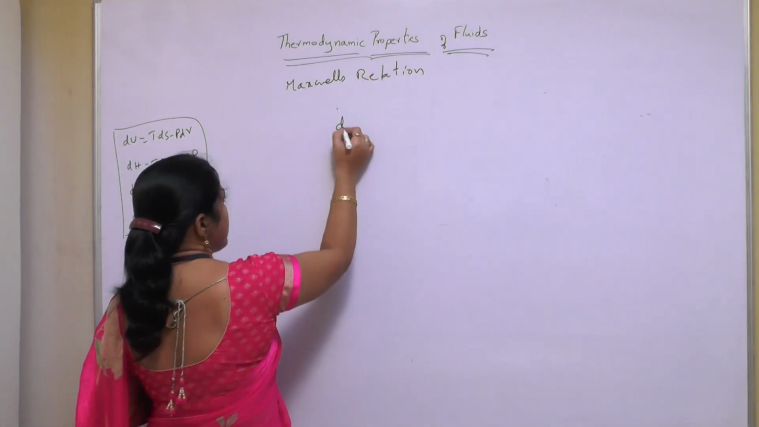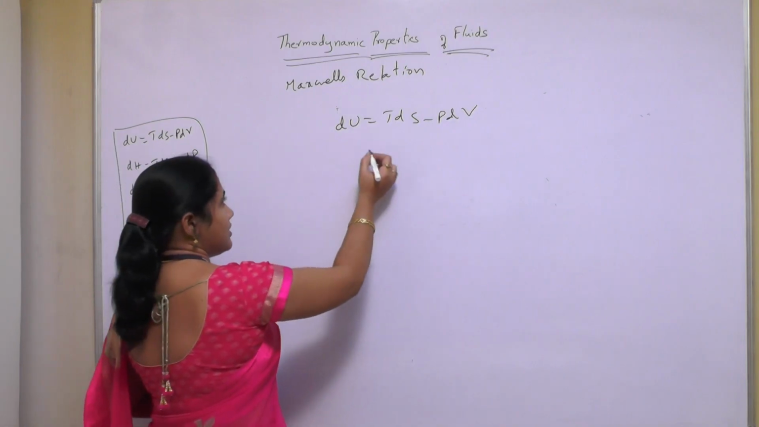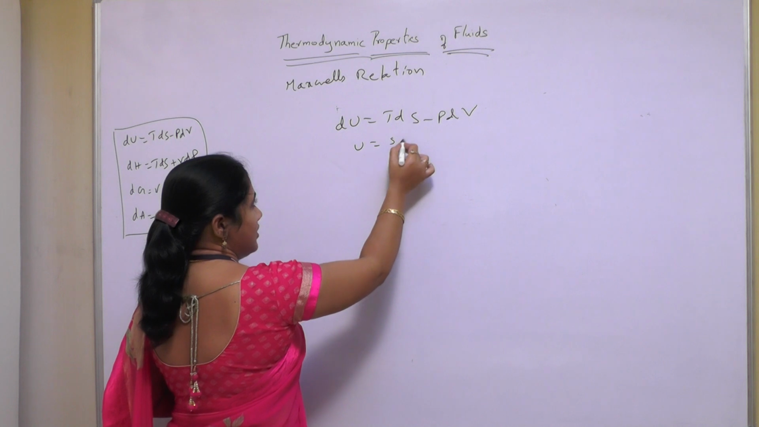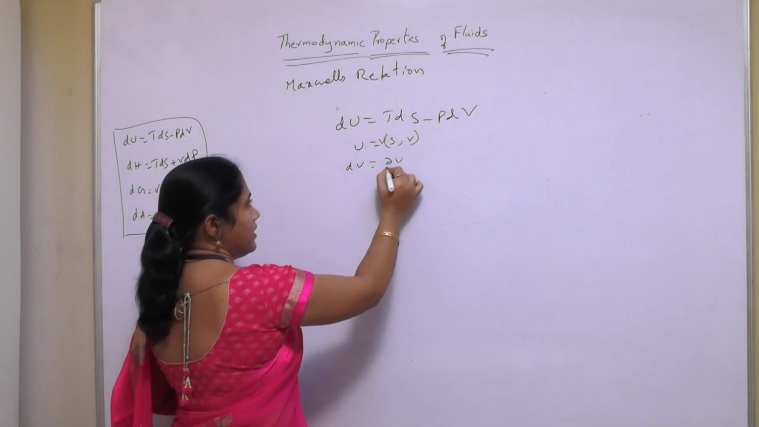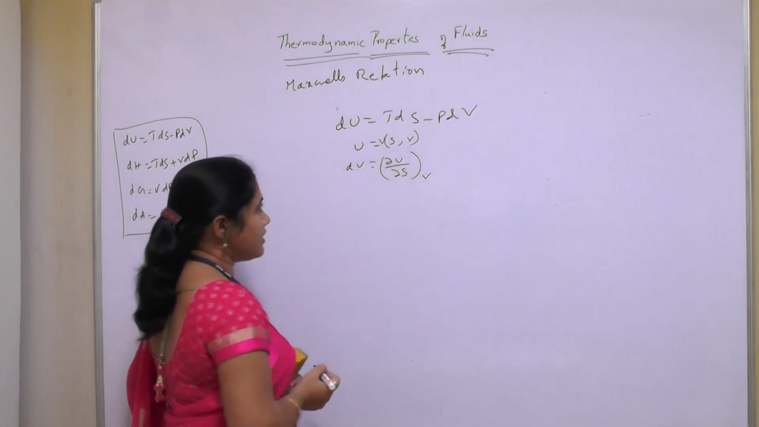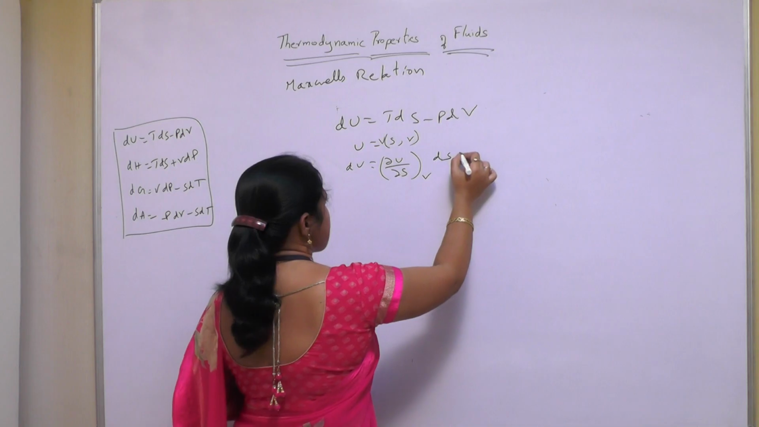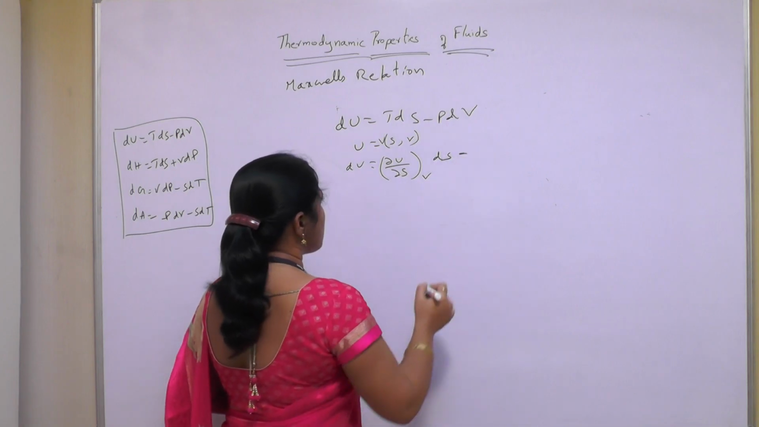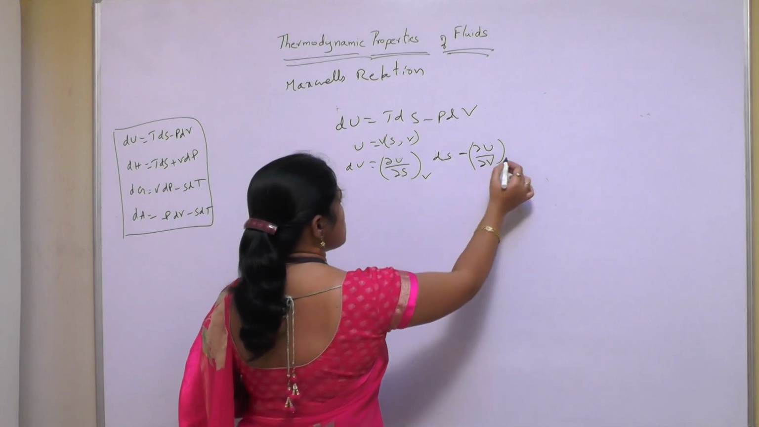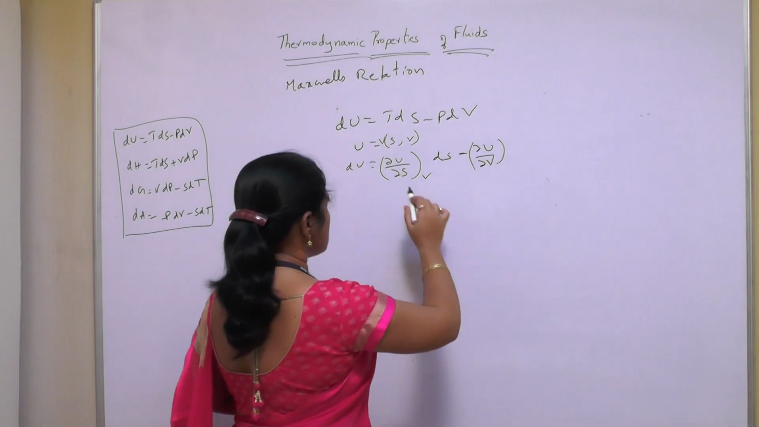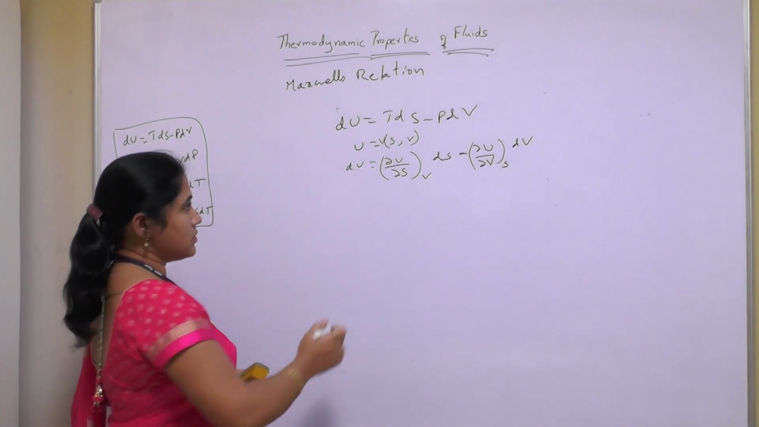So dU equals TdS minus PdV. Here, U is a function of S comma V. So dU equals (∂U/∂S) at constant V into dS, minus (∂U/∂V) at constant S into dV.